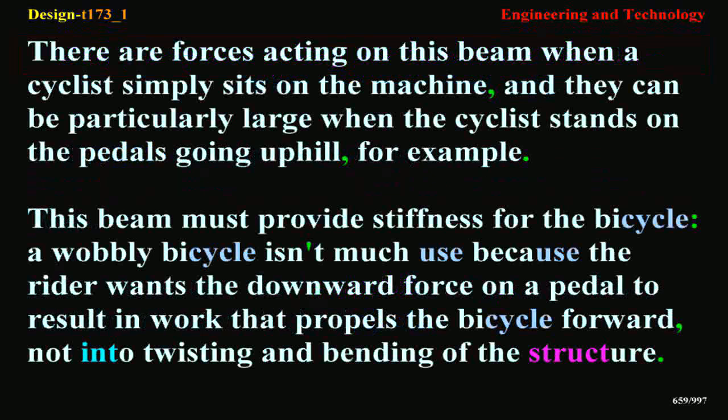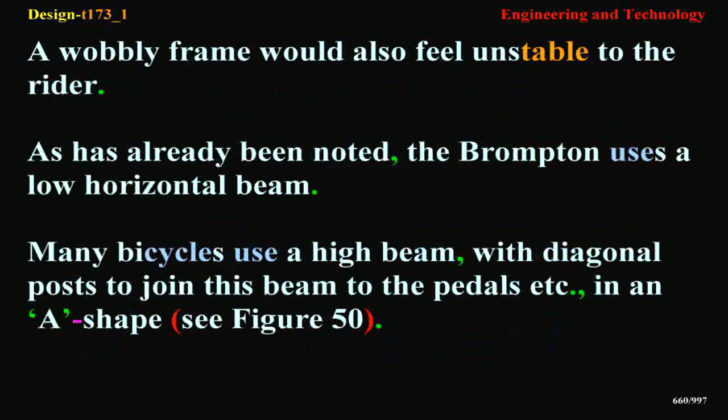A wobbly bicycle isn't much use because the rider wants the downward force on a pedal to result in work that propels the bicycle forward, not into twisting and bending of the structure. A wobbly frame would also feel unstable to the rider. As has already been noted, the Brompton uses a low horizontal beam.